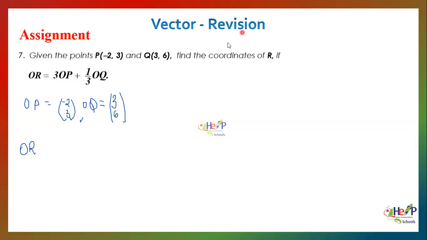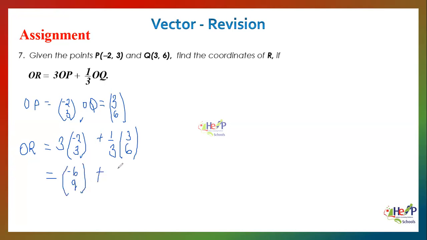OR is equal to 3 into (-2, 3) plus 1/3 into (3, 6). Therefore, OR is equal to (-6, 9) plus (1, 2). OR is equal to (-5, 11).